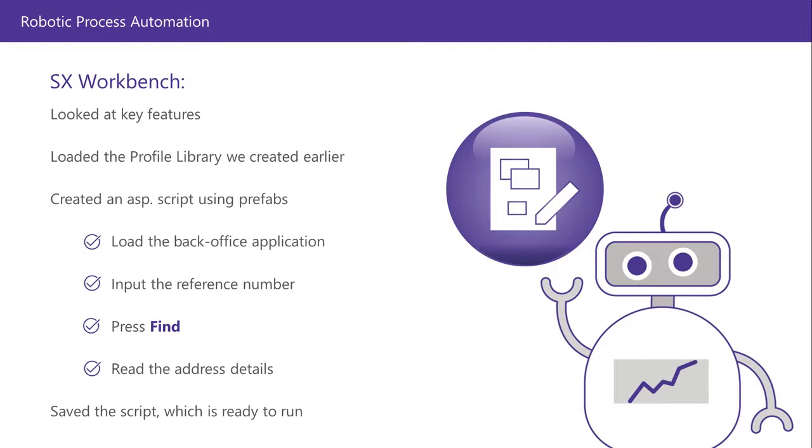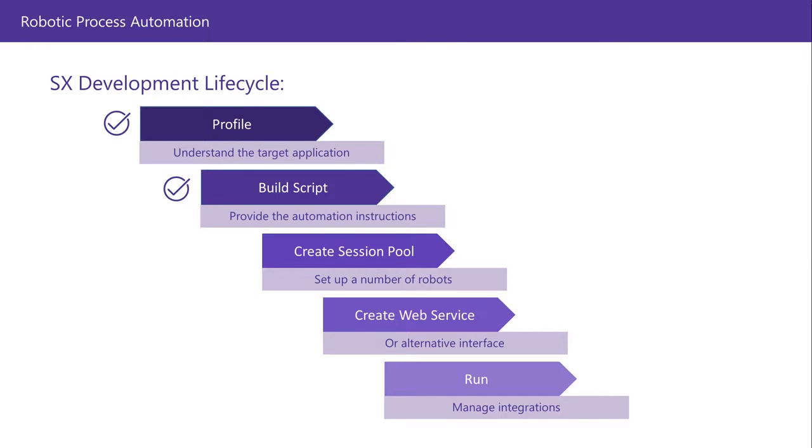Okay, so we've looked around the workbench and looked at its key features. We used a profile library to build our automation. We saw how to start writing the script in ASP and make use of some reusable code known as prefabs for rapid development. The automation was written so it would load the back office application, input the reference number, press find, retrieve the address details and display them back in the web form. So that is the development complete.